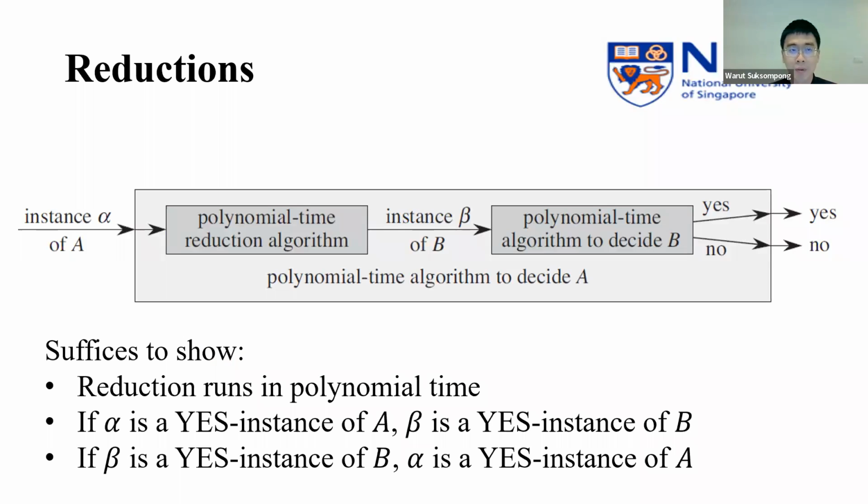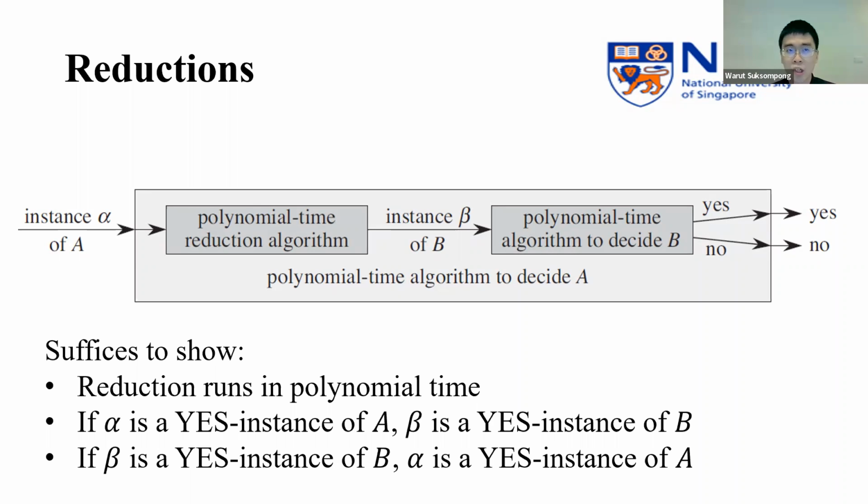We're given a problem A, for instance, alpha of problem A. And if we want to reduce, we want to use an algorithm that decides problem B in order to solve problem A. So we first put instance alpha through a reduction algorithm that converts it into an instance beta of the problem B. And then we use a polynomial time algorithm to decide problem B, right? It gives an answer either yes or no. And then that answer is also the answer for the instance alpha of problem A.